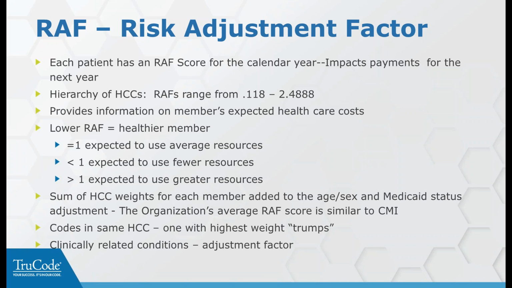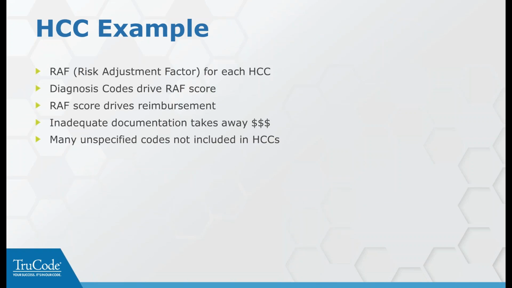So they add up all the HCC weights for each particular member or patient, and they include in that the age, sex, Medicaid status adjustment, etc., and come up with that score for that particular patient. If you have several diagnosis codes that fall into one HCC, the one with the highest weight is going to trump the others, and that is what will be added in to figure out the score for that particular patient. There's also an adjustment factor when you have clinically related conditions, and again, I'll talk about that in just a minute as well.